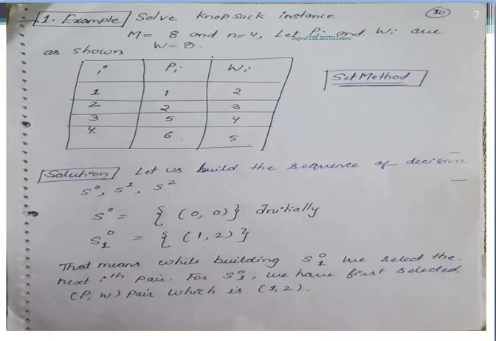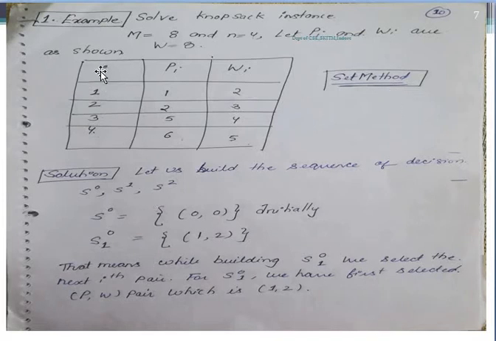So let us consider one example, of the type of problem generally asked in a university exam. The first one is: you have to solve the knapsack instance, m is equal to 8 and n is equal to 4, with pi and wi also shown, and the weight here is equal to 8. So we are going to solve this problem with the set method.